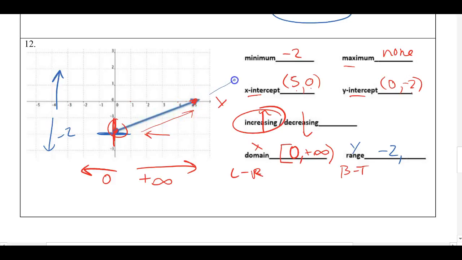Yes, it does, because this continues to go up and up and up, as you can see with that arrow. And going up forever is positive infinity. Okay, and remember, around the number, we put a square bracket, and around the infinity, we put a parenthesis.